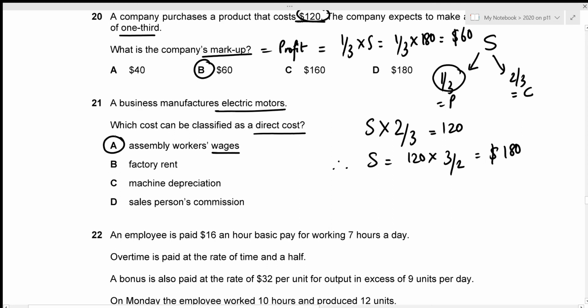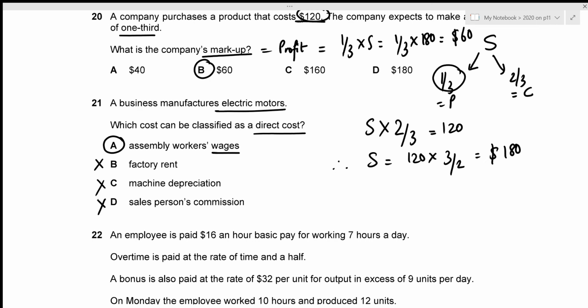But let's have a look at the remaining options as well. The second one is factory rent, which is a factory overhead and not a direct cost. So this is incorrect. Then we have machine depreciation, which is again a factory overhead. Then we have salesperson's commission, which is our sales expenses to be included in the income statement. So this is definitely not a direct cost. So the correct answer for question number 21 is still going to remain option A.